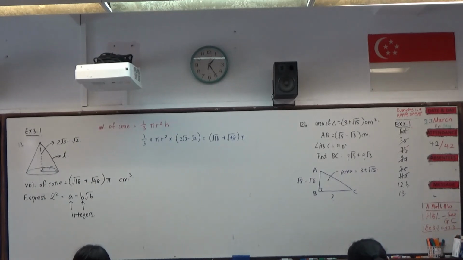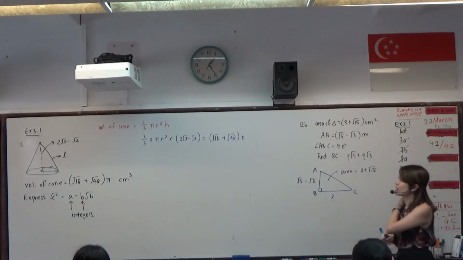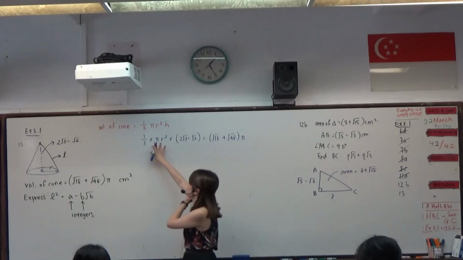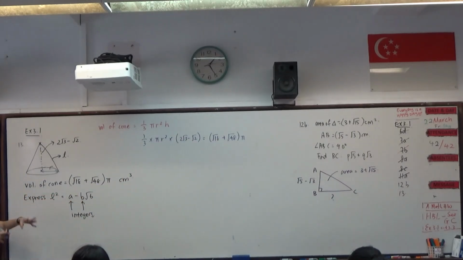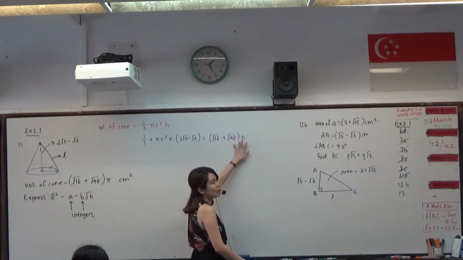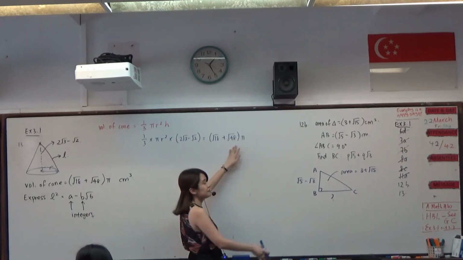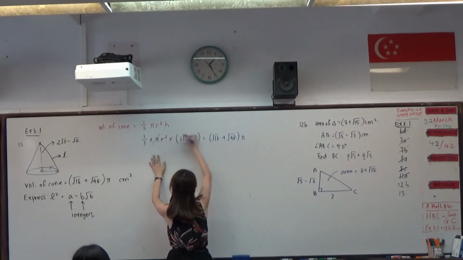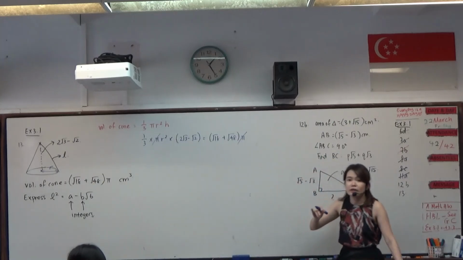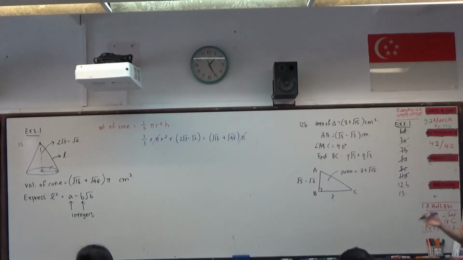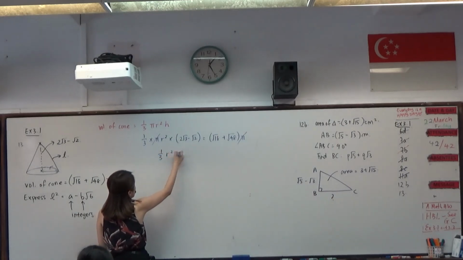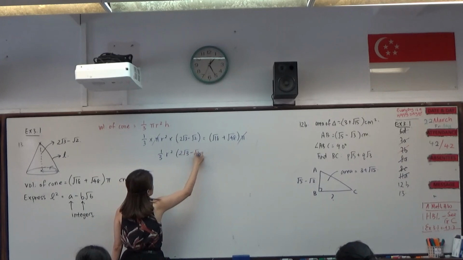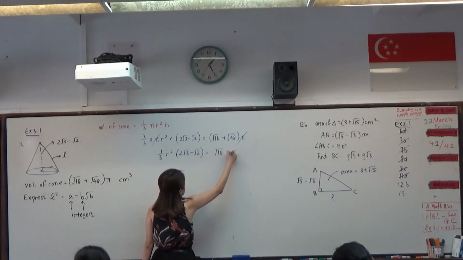Please don't go and press your calculator and try to compute what is pi times all this, because we want to get exact form. The question also says no use of calculator. These are all multiplication, on the left side and on the right side. I can divide both sides by pi, such that my pi gets eliminated. So I'm going to get 1/3 r squared times (2 root 3 minus root 2) equals root 18 plus root 48.